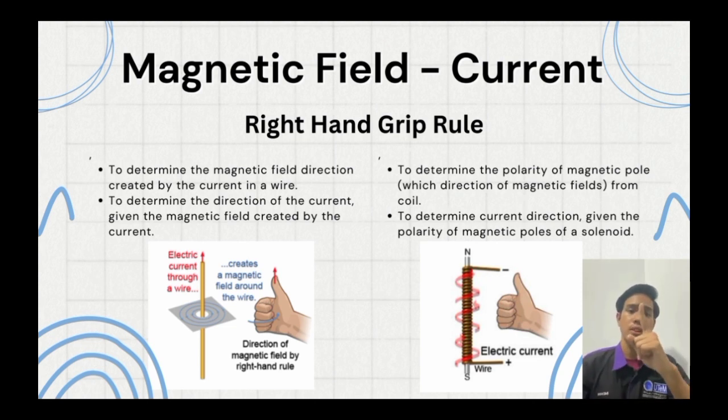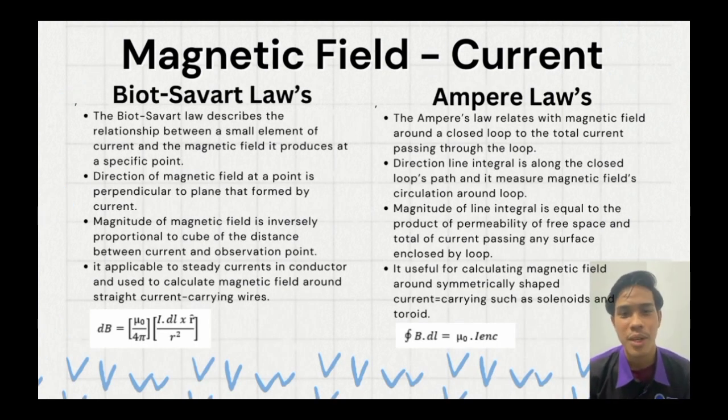Imagine this is your coil. With the right hand grip rule, the thumb will show the north pole, and the curved fingers show the direction of the current. So your current will go like this, and the direction of the magnetic field is from north to south, so it will go like this. That's all for the right hand grip rule. There are two different cases, depending on whether we have a coil or a straight wire.